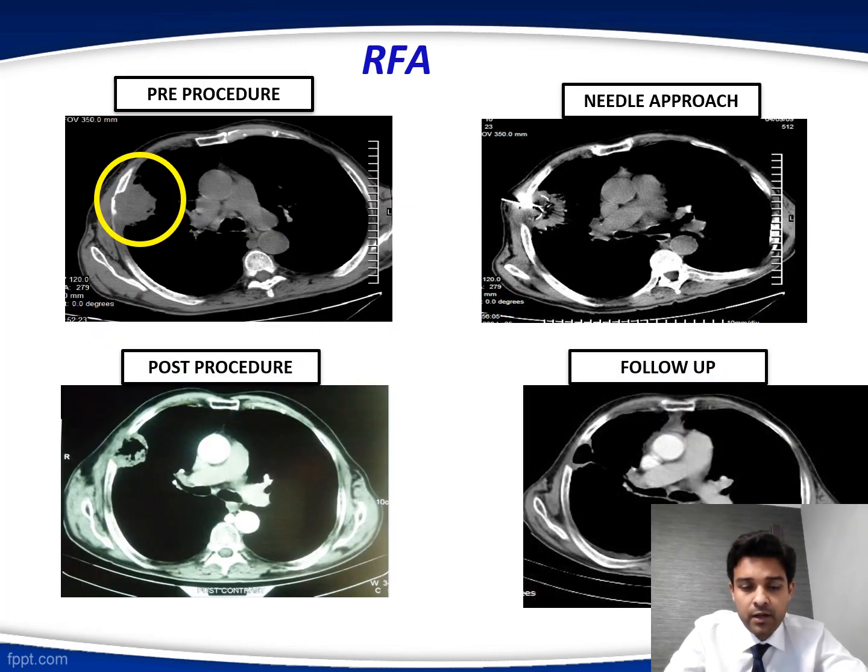This is a case where radiofrequency ablation was done for a patient, a 45-year-old male, which complains of chest pain and breathlessness. As you can see there on the right hand upper quadrant, there is a lung lesion with rib involvement. Then, so that shows in the pre-procedural scan.